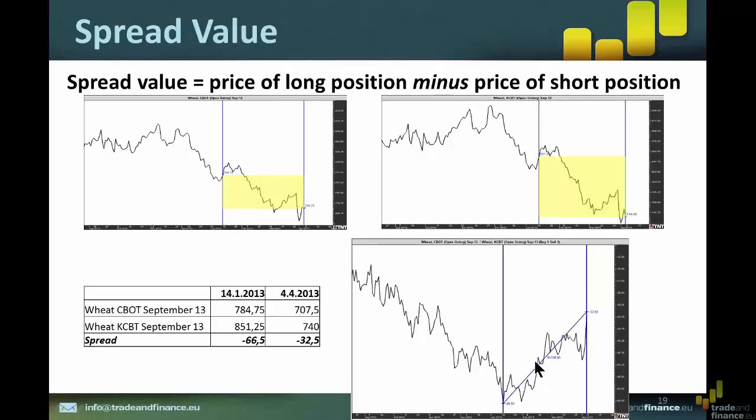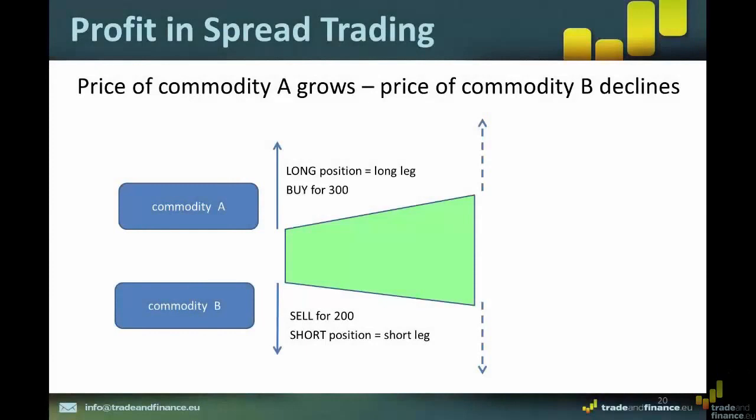So this is the value of the increase of the spread, $1,700 per one contract. So here we explained the principle of constructing the spread. And here we have a scheme of when we can be in a profit when trading spreads. So the most logical and most typical situation would be what I demonstrated in the example of corn and wheat.